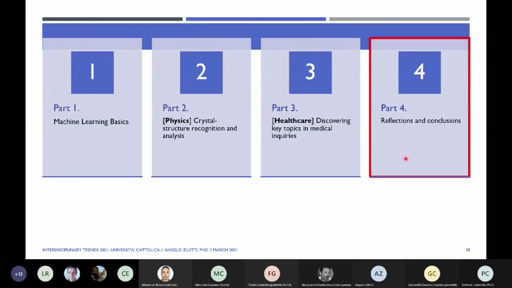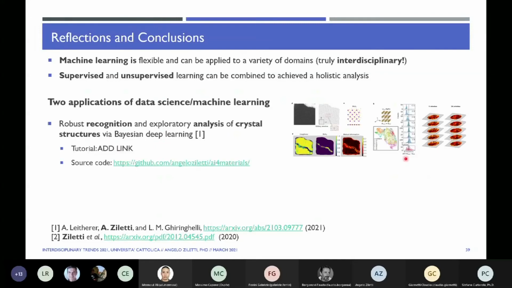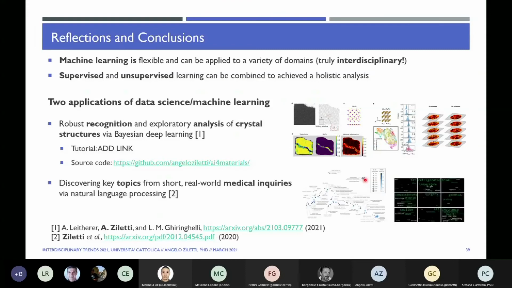And then I will conclude with some reflections. Machine learning is really flexible and can be applied to a lot of domains. The same techniques go from crystal structure recognition to medical inquiries, and supervised and unsupervised together can really increase what you can do. I showed you two applications, one in crystal structure, and you also have the code there. We are preparing a tutorial on that, so if you're interested in using that, it will be in a couple of weeks. You can just use it out of the box without installation. And then we also showed some work that has been done at Bayer.